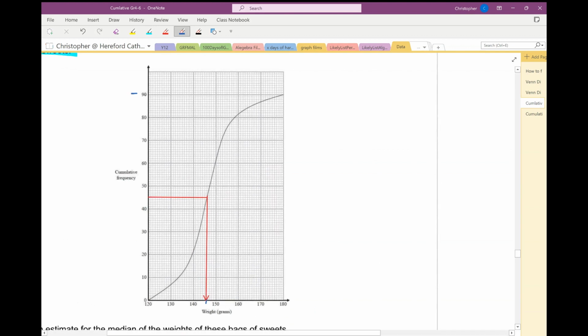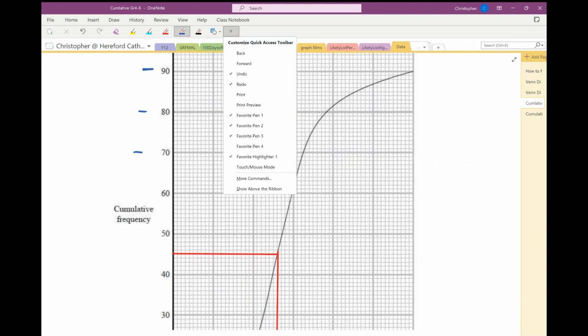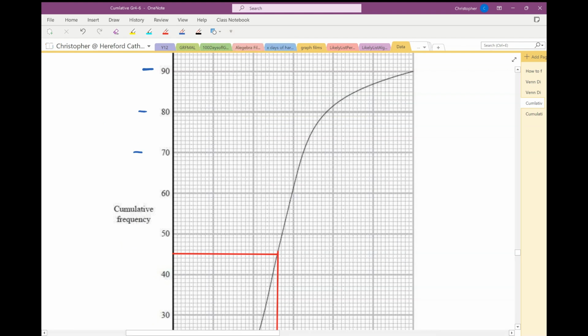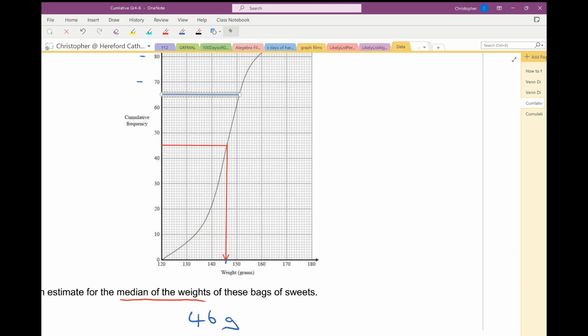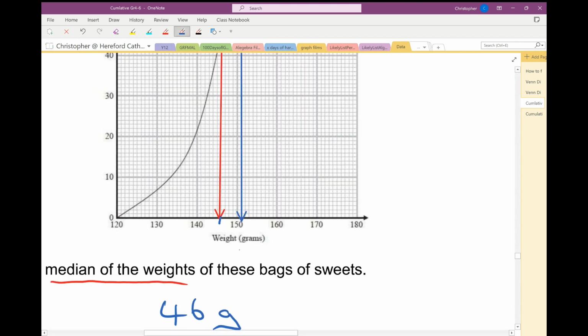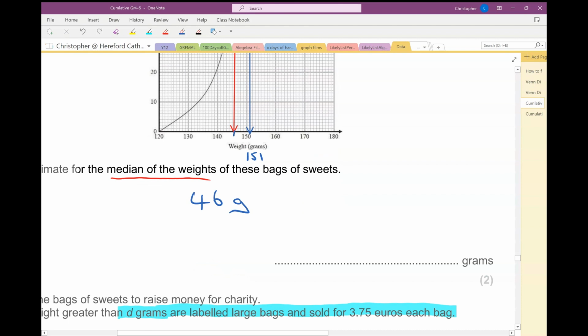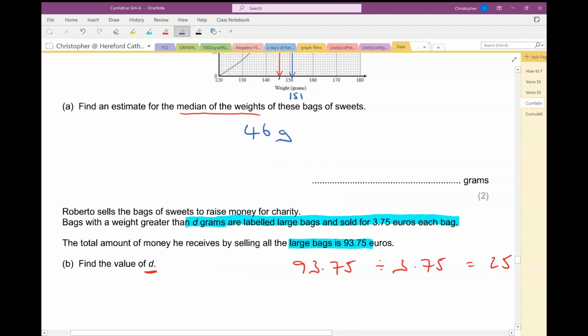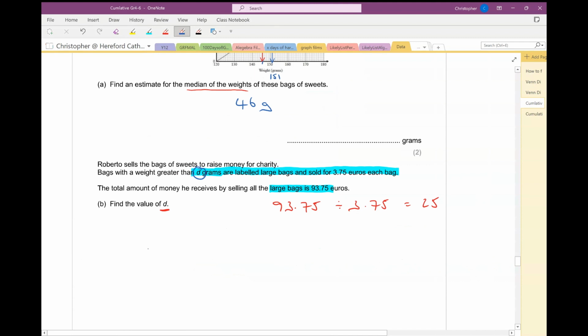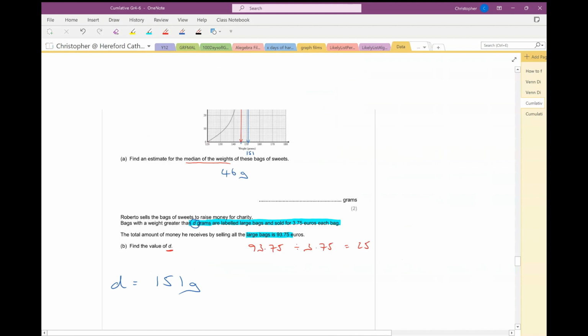So I'm going to go from 90, that's the 10 heaviest, the 20th heaviest. So I'm going to go from the bag number 65 here. So let's find the weight of the 65th bag. I'm going across here to find the weight of that, because there are 25 bags heavier than 151 grams. So his cutoff must have been 151 grams. So D is 151 grams because there are 25 bags heavier than that.